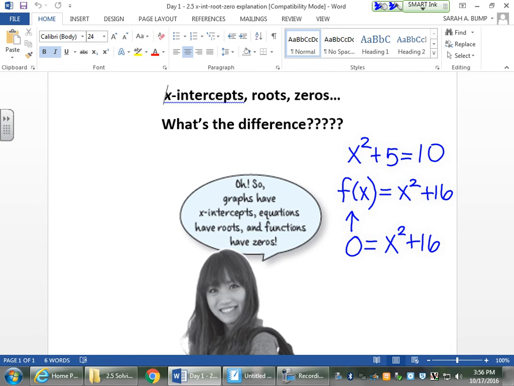Zeros and roots include imaginary solutions. So the two imaginaries. X-intercepts, we can't visually see imaginary x-intercepts on a graph, but algebraically, we can calculate the imaginary roots or zeros. So just a slight tweak in vocab, even though they're all referring to what the heck is x. They all mean find x, whether it's on the graph, solving an equation, or finding the zeros of a function in function form. Okay, so I just wanted to go over that before we actually solve.